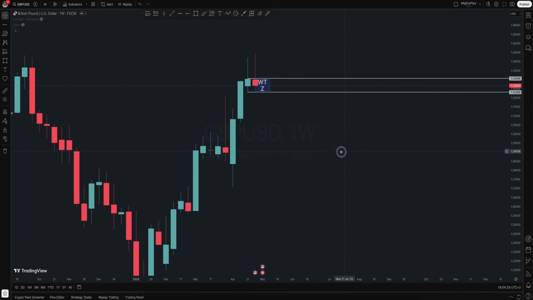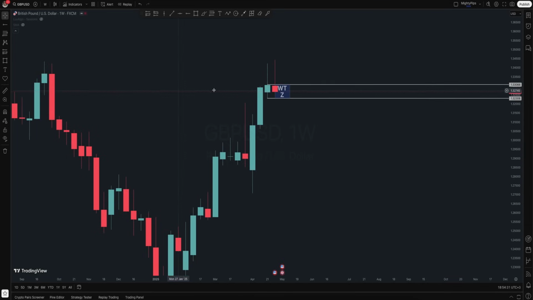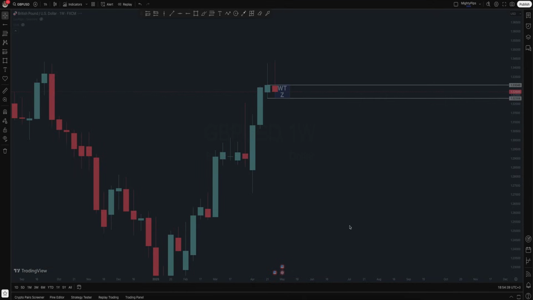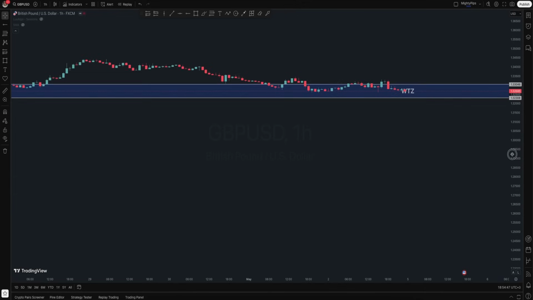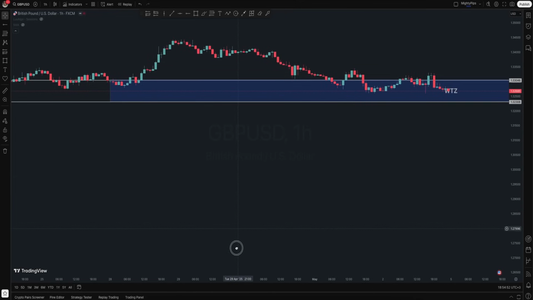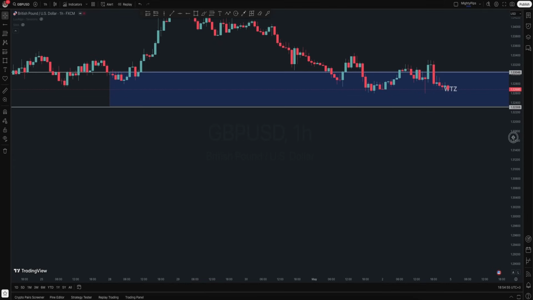Okay, so I'm going to go down to a lower time frame, which is going to be the 1 hour or 30 minutes chart. We go to the 1 hour chart for this one. On the 1 hour chart, we can see that this is the same box from the weekly chart, which is the weekly tradable zone.